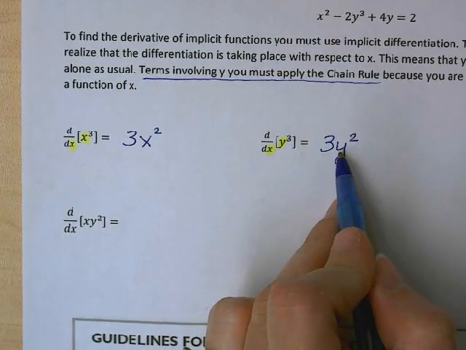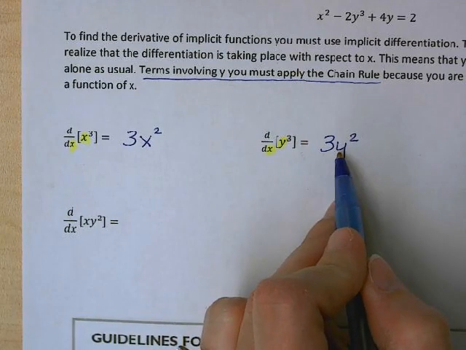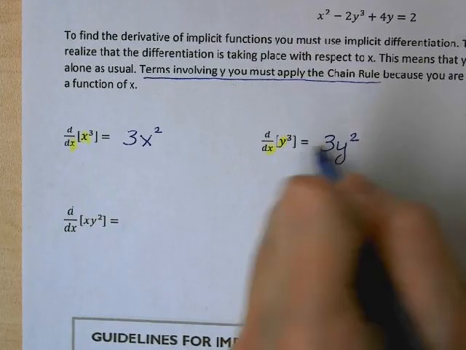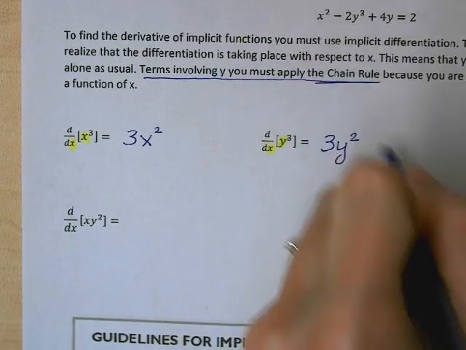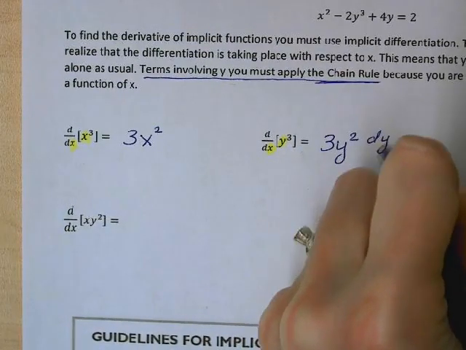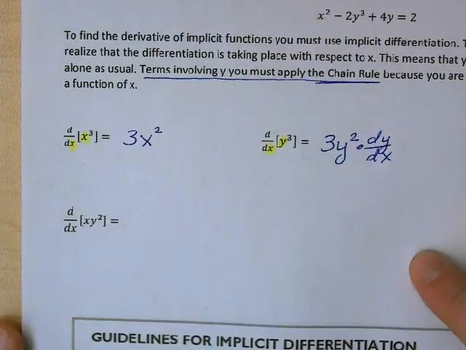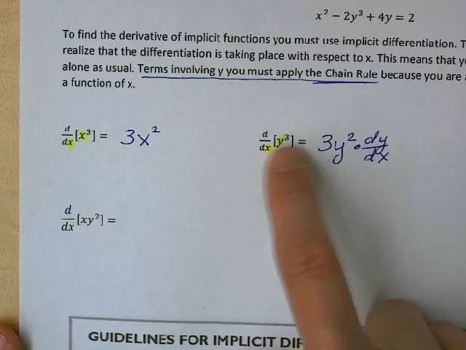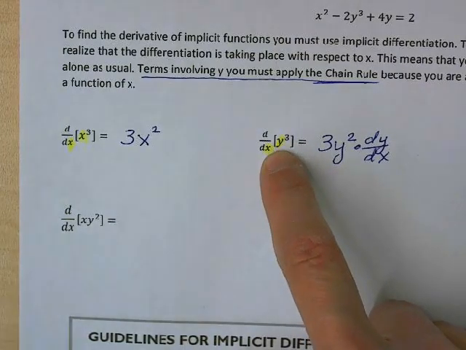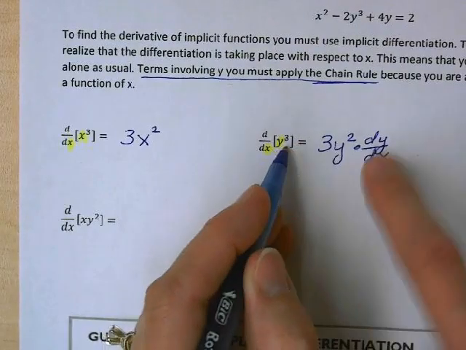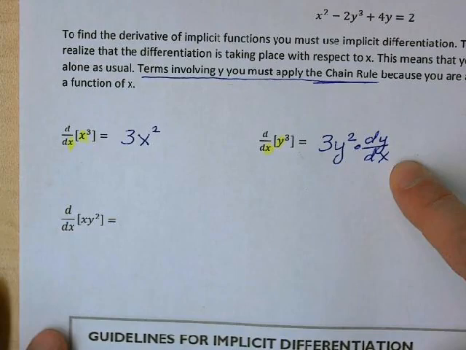But then we're trying to find the derivative with respect to x. So then you have to apply the chain rule. So then they write times the derivative of y with respect to x, times dy dx. Do we know what y represented? So you're using the chain rule. Then you just write times the derivative of y with respect to x.